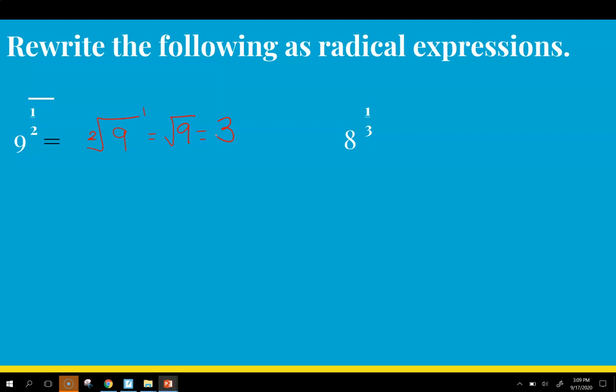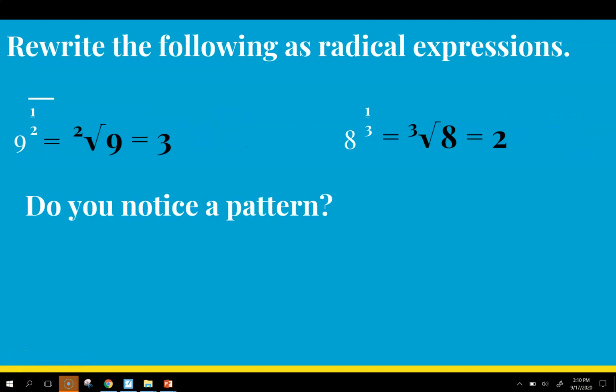All right, my next one. 8 to the power of 1/3. All right, well, I can rewrite this. Keep my 8 in here. This 3 becomes a root or an index. This 1 becomes a power. That's the same thing as saying the cube root of 8, which I know is the number 2. So if I'm able to rewrite it as a radical, I am also able to simplify it further if I can. Okay, so do we notice a pattern?